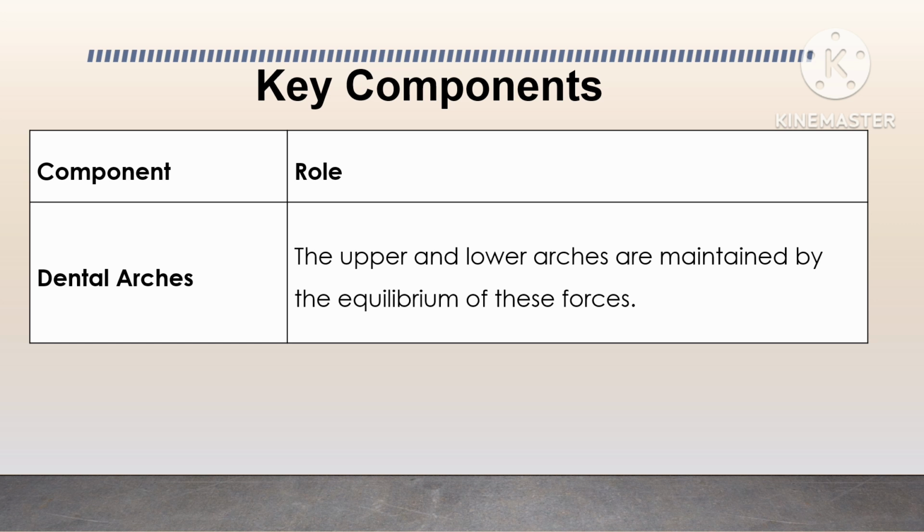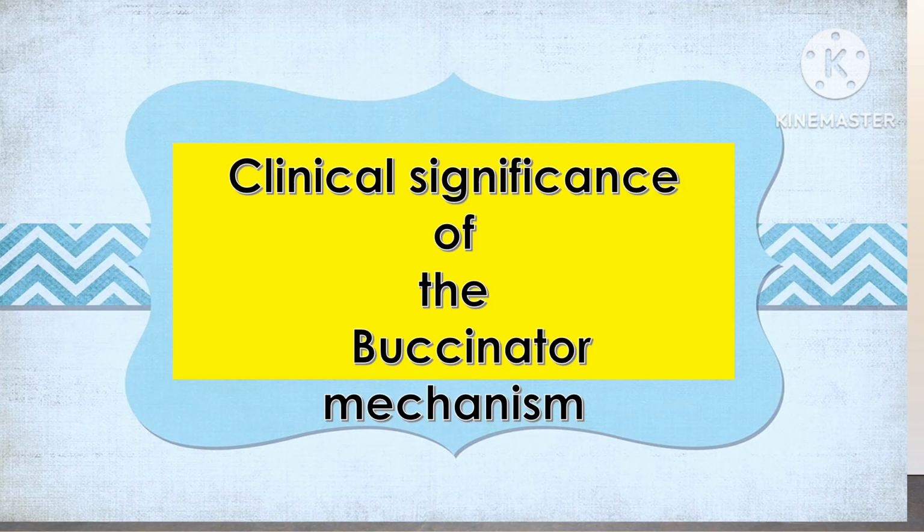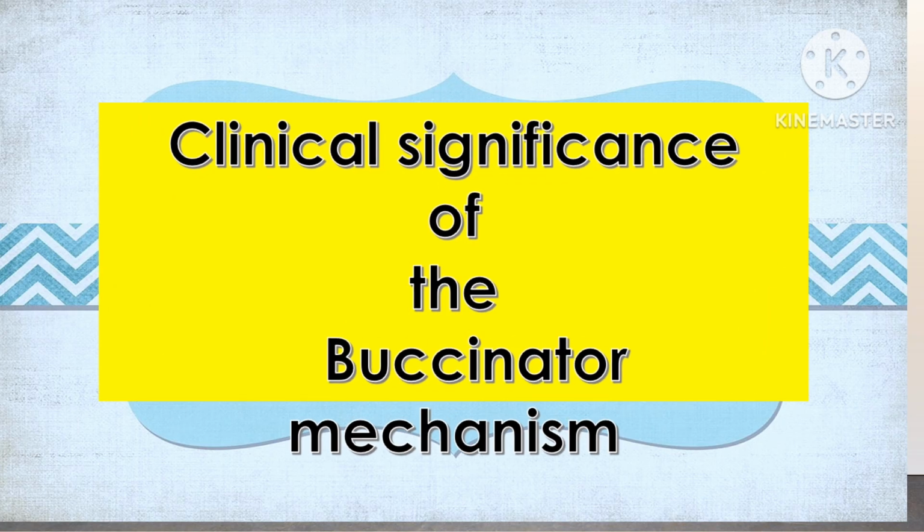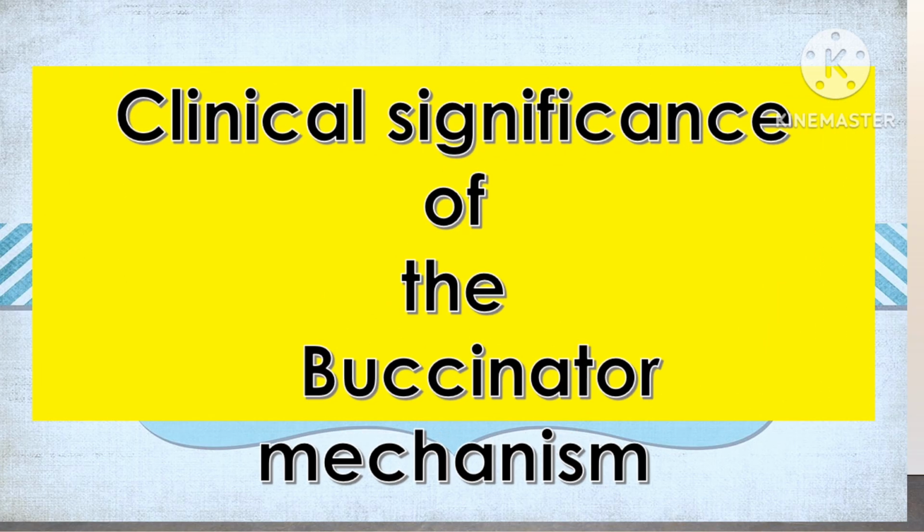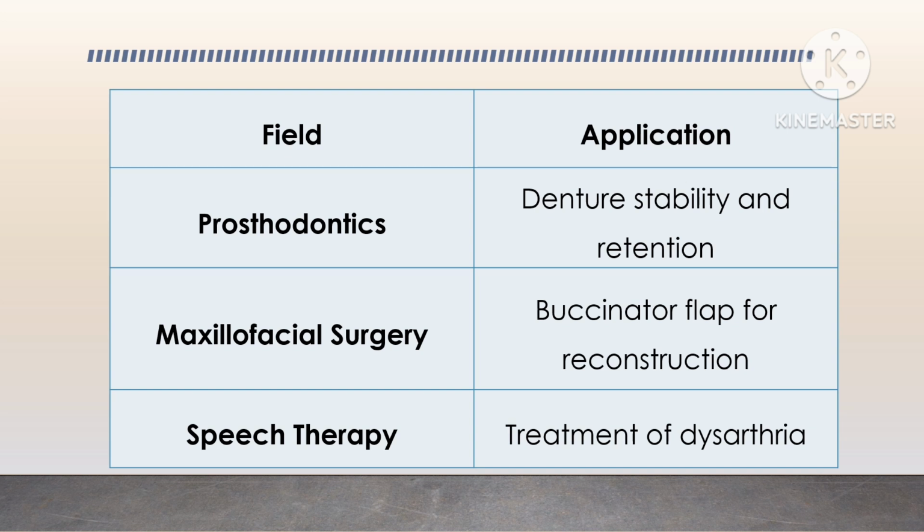As the balance is perfect, the development and the growth of the jaws and the dentition will be normal. Let's move on to the clinical significance of the buccinator muscle.